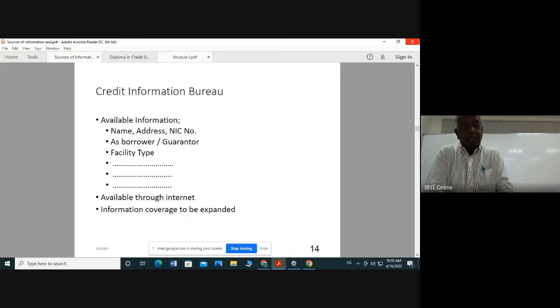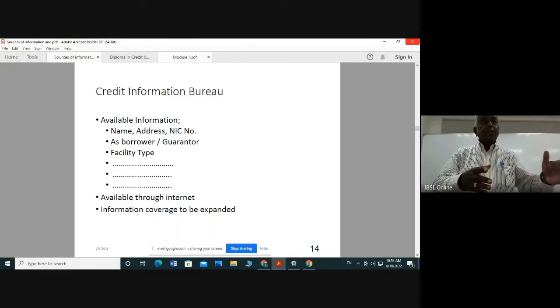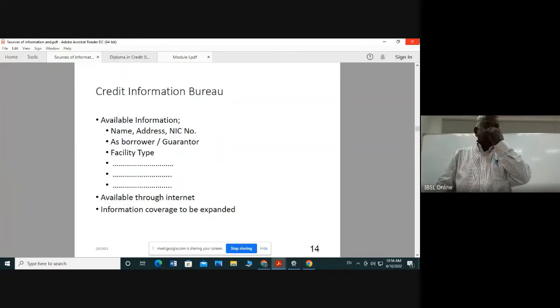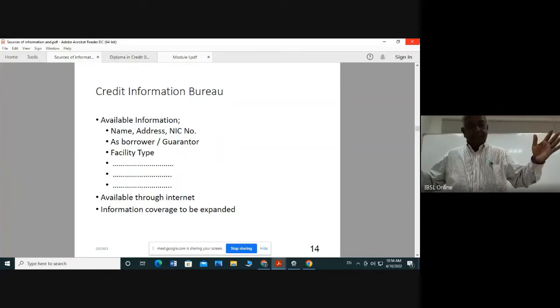And all these things are there. If a person has borrowed, and if he is a director of a company, that detail is also there. Personal capacity borrowing, and if he is a director of a company, that is also included. So many, very valuable information. And it is available through the internet. Now the bank manager has been given a password, and by using the password he can obtain a particular customer's CRIP report.